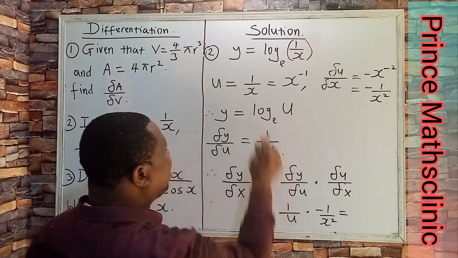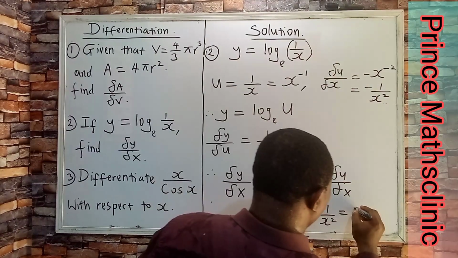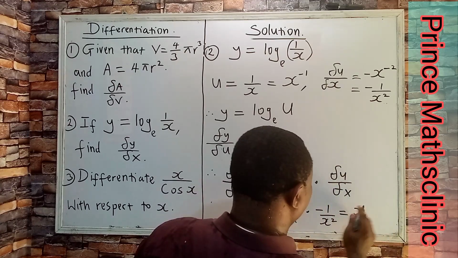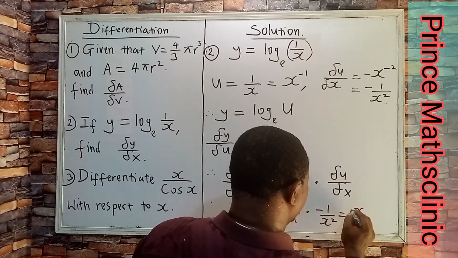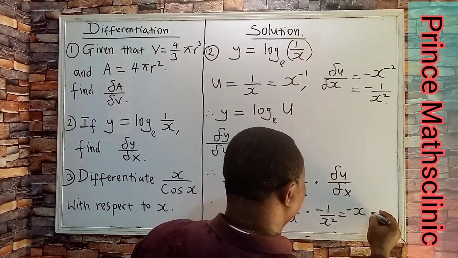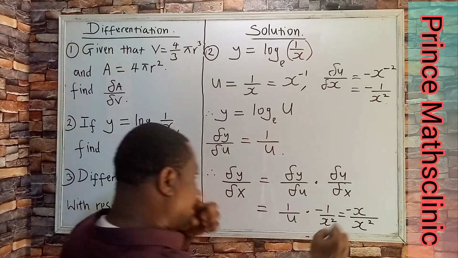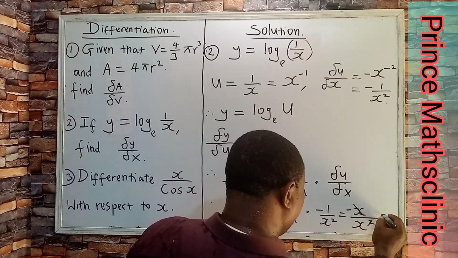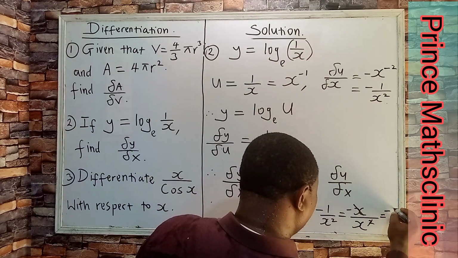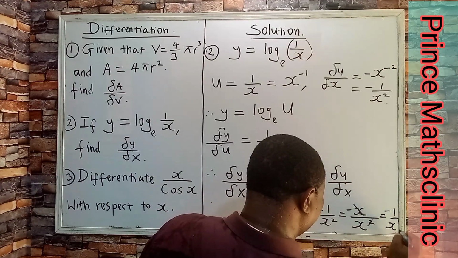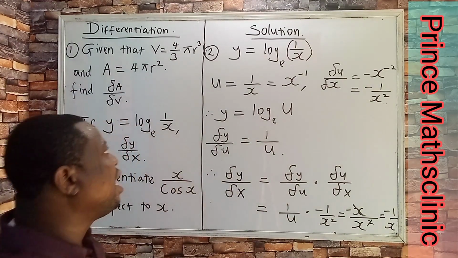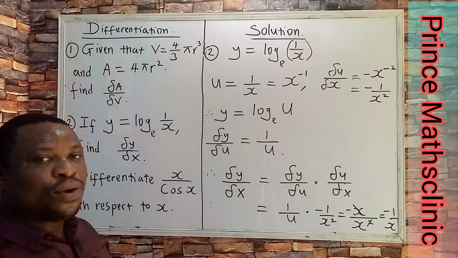And if you take the inverse of 1 over x, what would you get? You get x. Then, remember you have a negative here. Put that negative, then over x squared. So at the end of the day, we cancel one of the x, so you have negative 1 over x. That is the answer to this particular question.